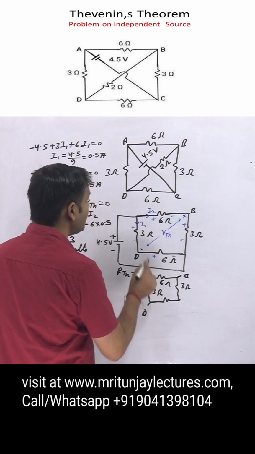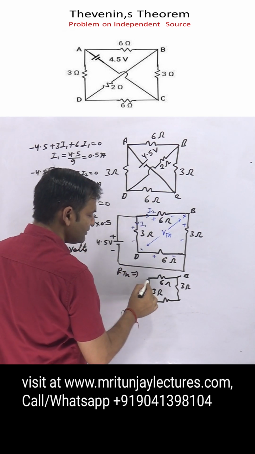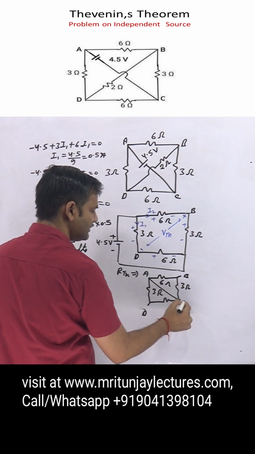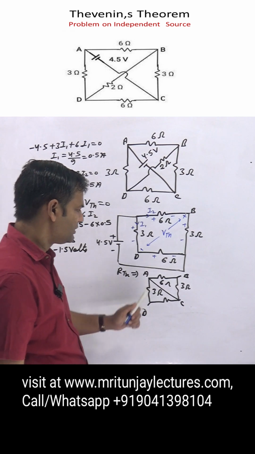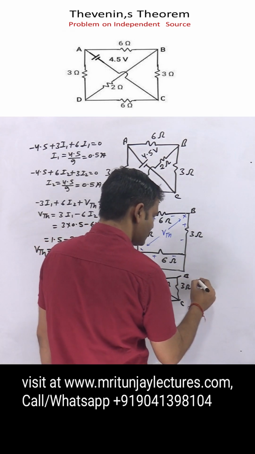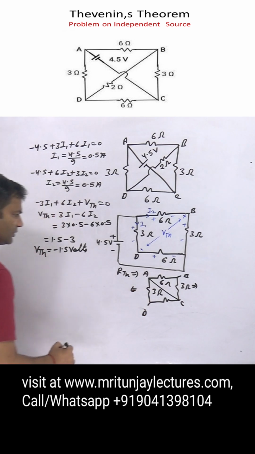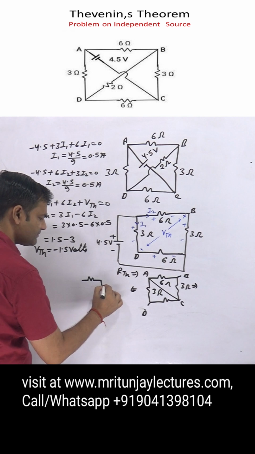This one is short circuited, so it is made like this one. It means A and C represent the same potential, both are at the same potential. It means you can redraw it again. Then we get this one.